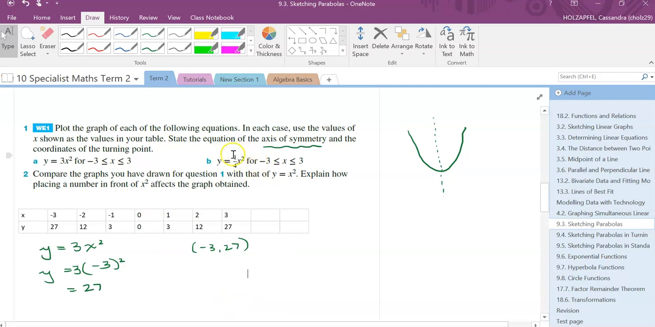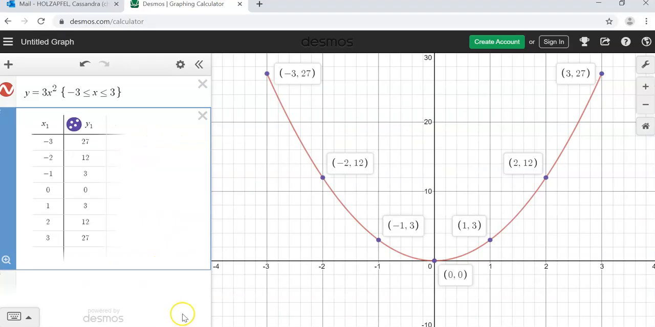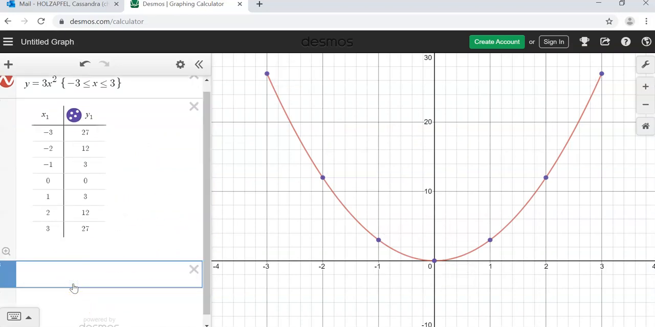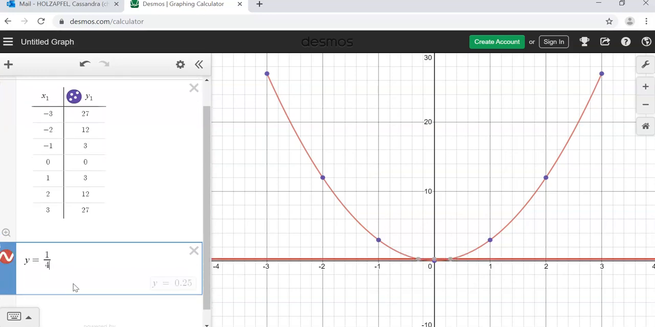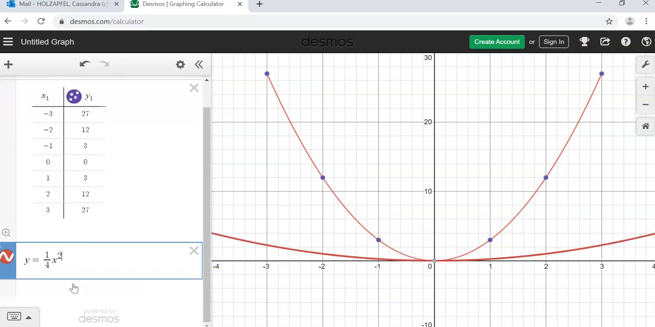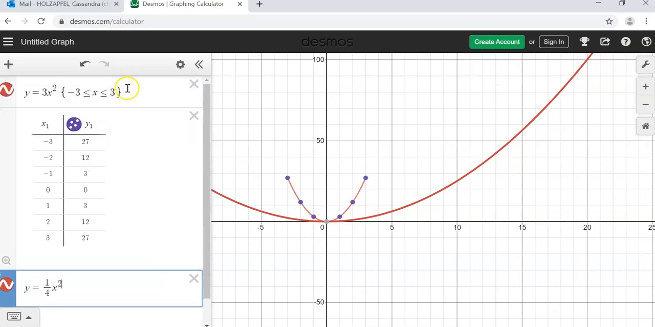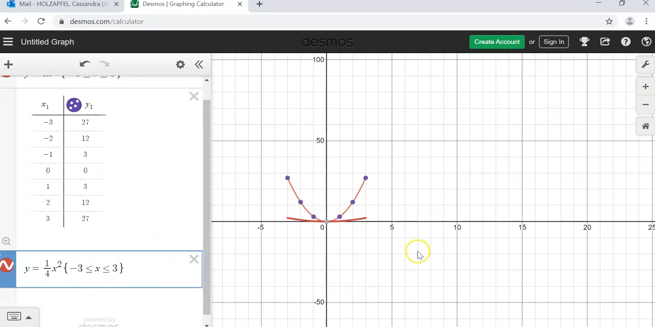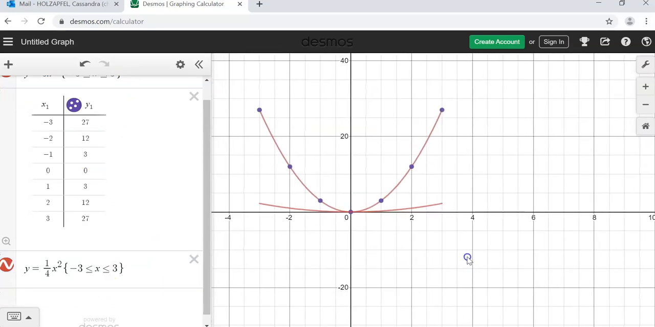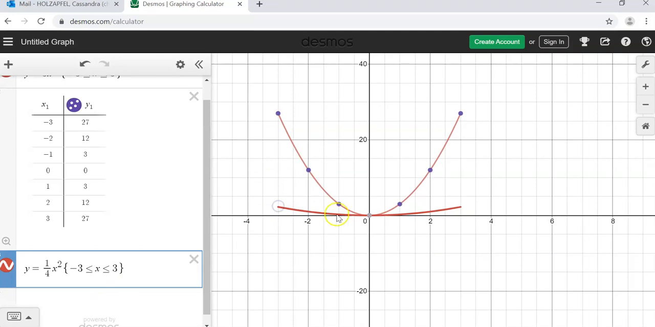So I'm just going to type this function 1/4 x squared into Desmos and then we'll be able to see the differences between the two. So y is going to be equal to 1/4 x squared. Okay. And what I'm going to do is I'm just going to copy that same domain so that they're restricted to the same domain. All right, so what do we notice about the difference between these two functions?